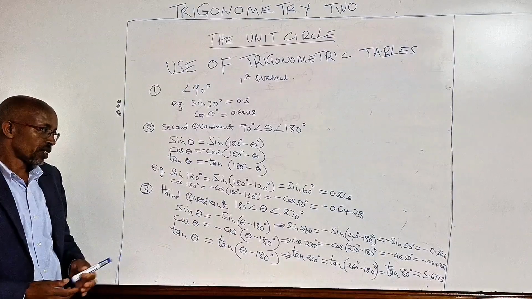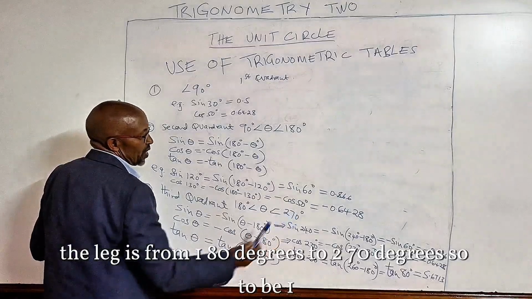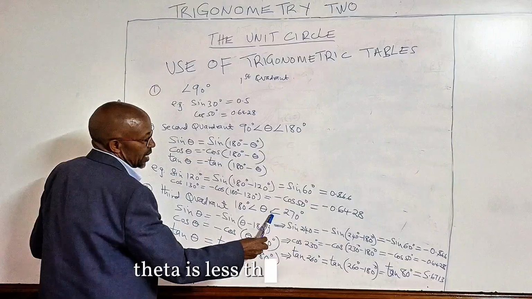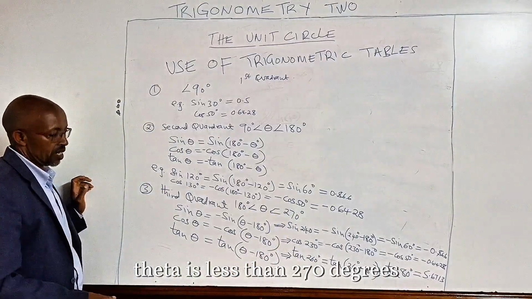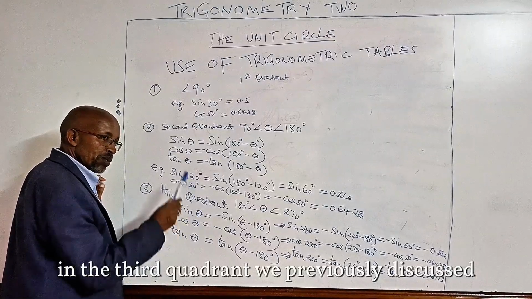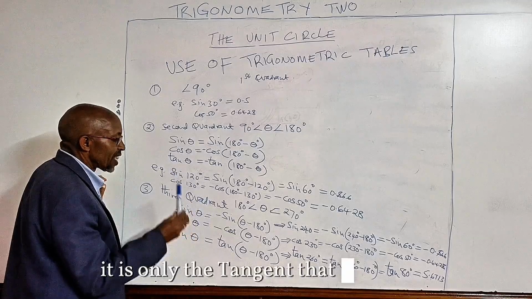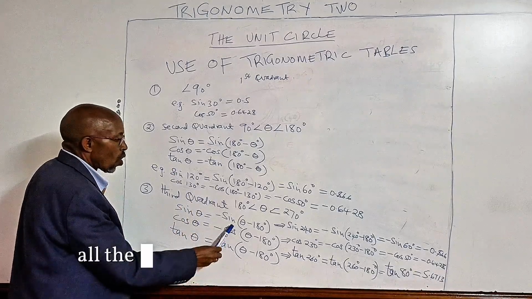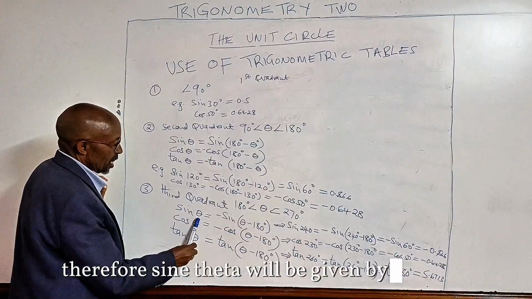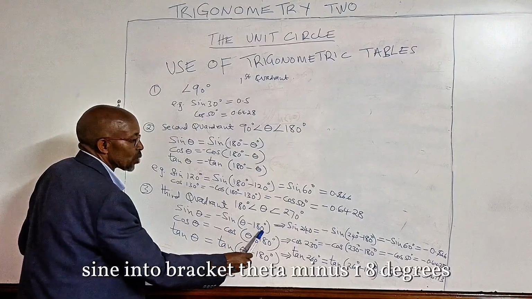In the third quadrant, the range is from 180 degrees to 270 degrees. So it will be 180 degrees is less than theta, theta is less than 270 degrees. In the third quadrant, we previously discussed, it is only the tangent that is positive. All the other two trigonometric ratios are negative. Therefore, sine theta will be given by negative sine into bracket theta minus 180 degrees.